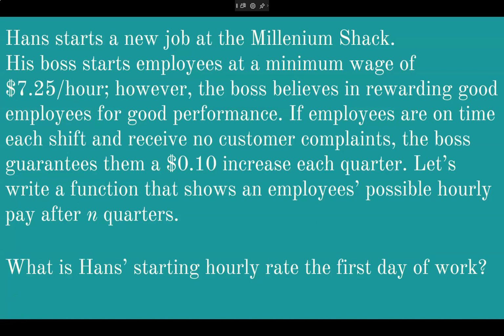Hans starts a new job at the Millennium Shack. His boss starts employees at a minimum wage of $7.25 an hour. However, the boss believes in rewarding good employees for good performance. If employees are on time each shift and receive no customer complaints, the boss guarantees them a 10-cent increase each quarter. Let's write a function that shows an employee's possible hourly pay after n quarters.